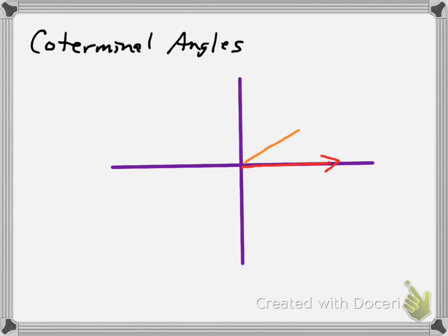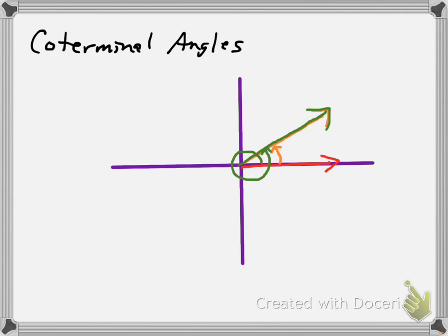So you have your sprint angle, which would be right there. There's your 30-yard dash or whatever. And then you might have another angle that does this. It goes around the circle and continues and stops in exactly the same place.